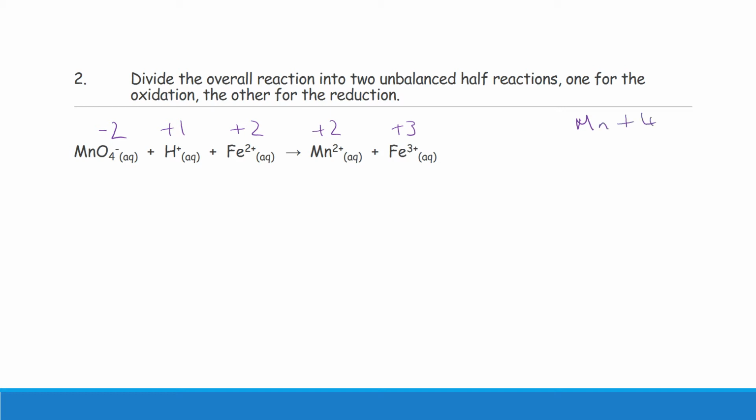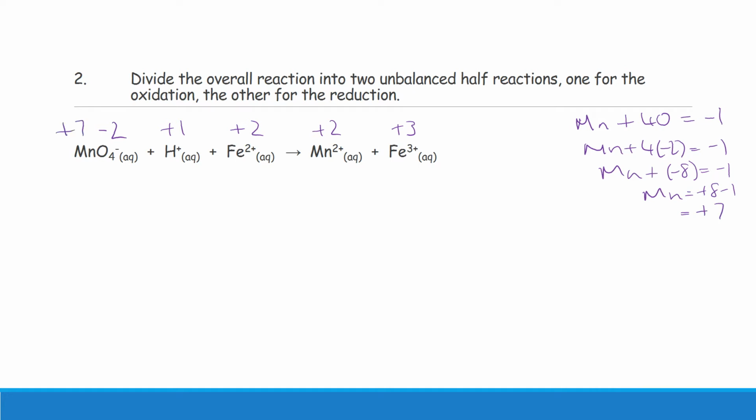Manganese plus 4 oxygen equals -1. Manganese plus 4 lots of -2 equals -1. Manganese plus -8 equals -1. So manganese must equal +8 take 1, which equals +7. And I write that in.